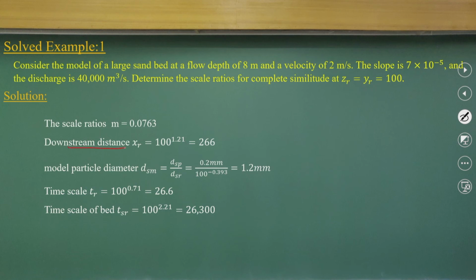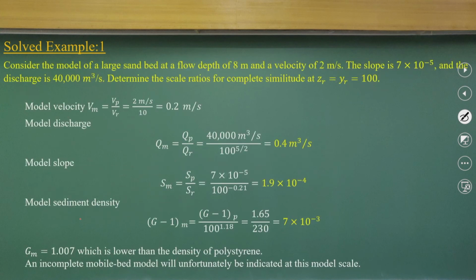In downstream distance and model particle diameter, we can compute these because we know the prototype is 0.2 mm, and you can compute what the model particle diameter will be, the time scale of the bed. You can compute the time scale for the bed and the time scale for this component. Once you compute this part, you can go for the velocity ratio. From the velocity ratio, we can compute the model velocity; we know the QR values, so we can get the model discharge, the model slope, and the model density. We can get the sediment density function, which comes out to be g equal to 1 point something, which is lower than the density of polyesters.